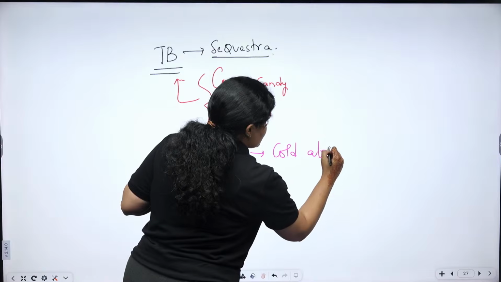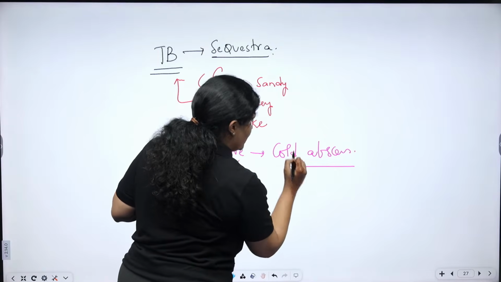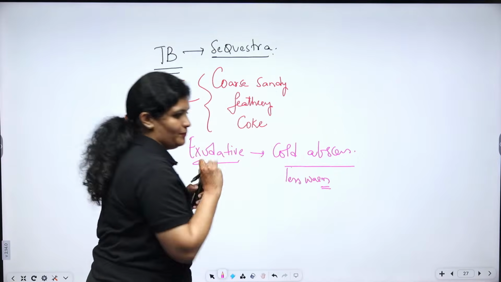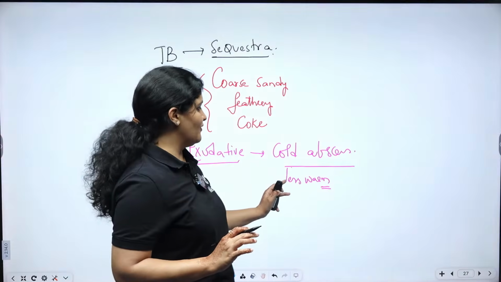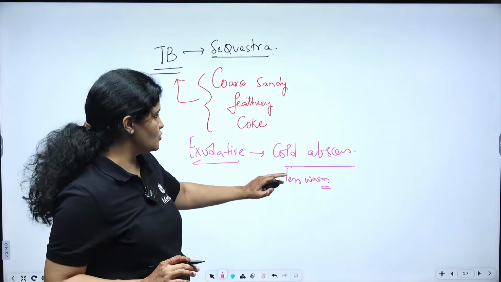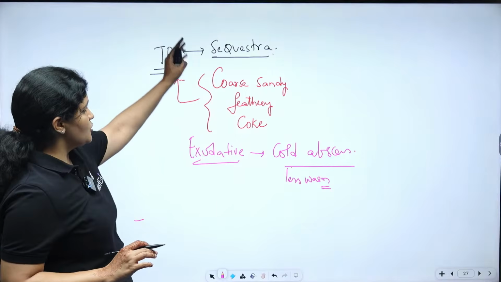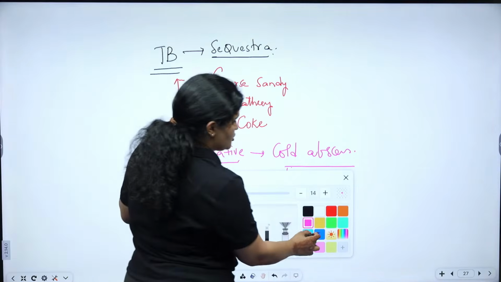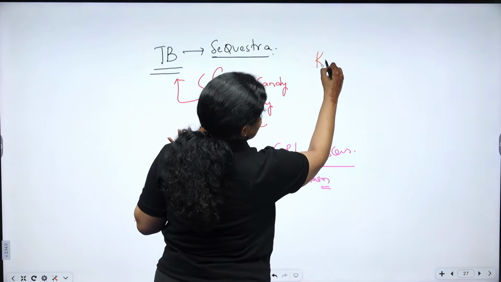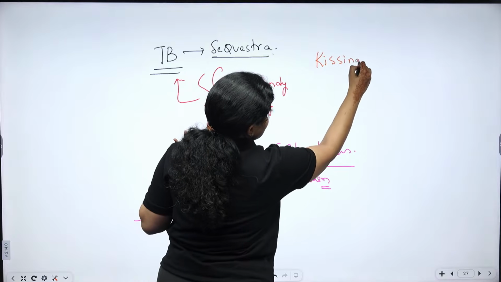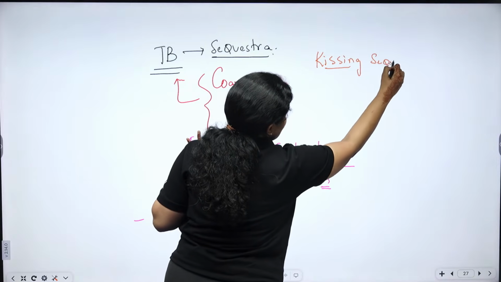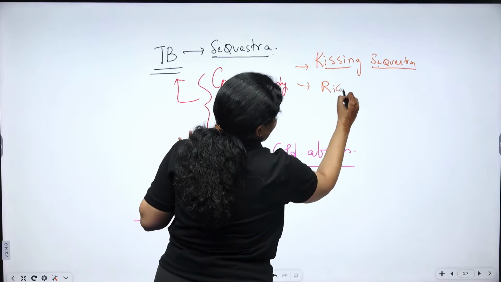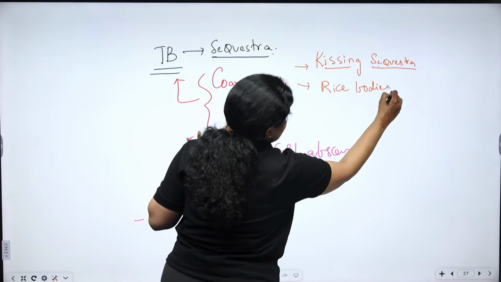A cold abscess is one where pus is formed, but it is less warm. It is not actually cold, it is less warm. What I mean is that swelling will still be present, but it is less warm. Hence this is called a cold abscess. So the features of TB you have to remember: sequestra is formed and the exudative form is formed. And in sequestra also, in TB, remember kissing sequestra. Kissing sequestra is seen in tuberculosis. And then rice bodies are seen in tuberculosis.